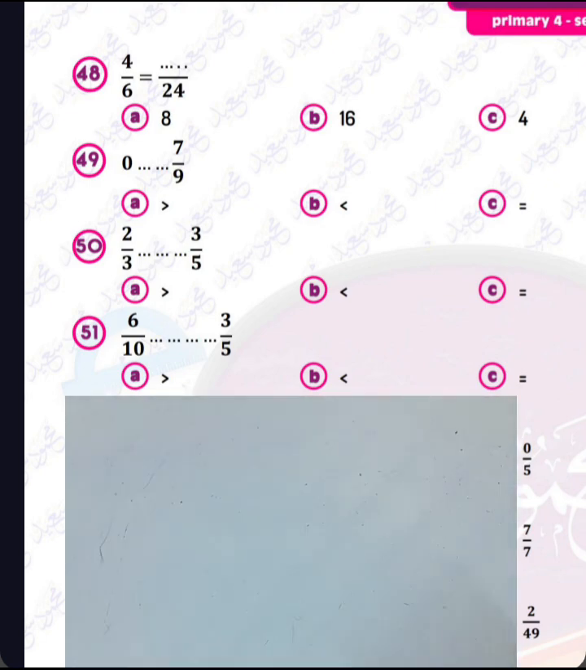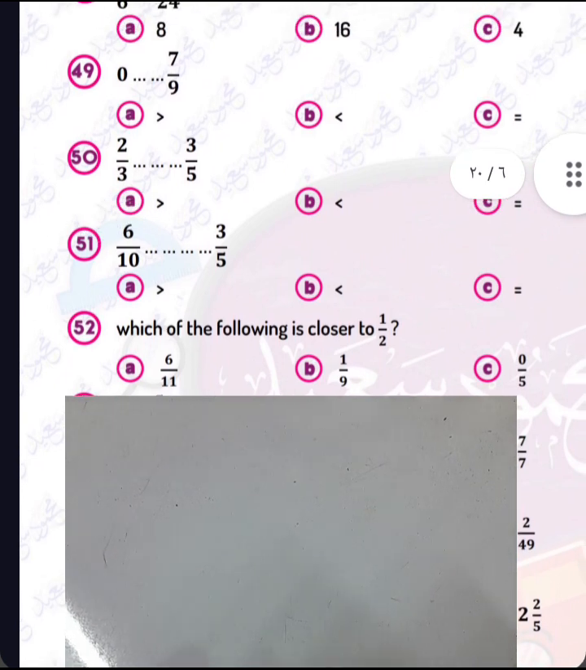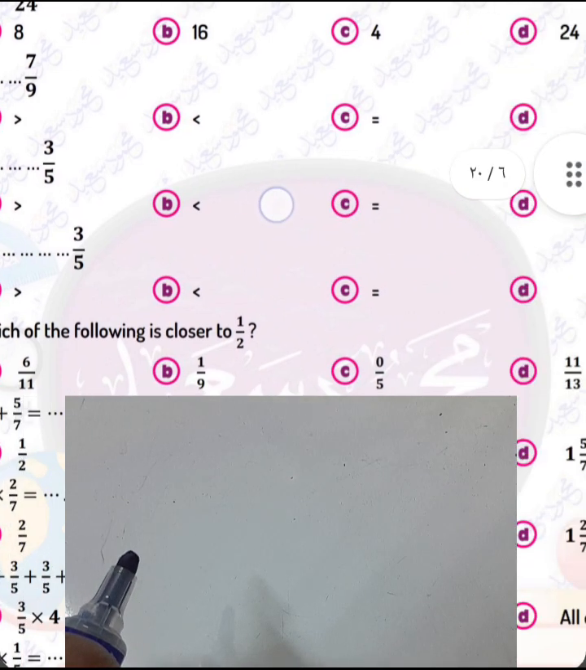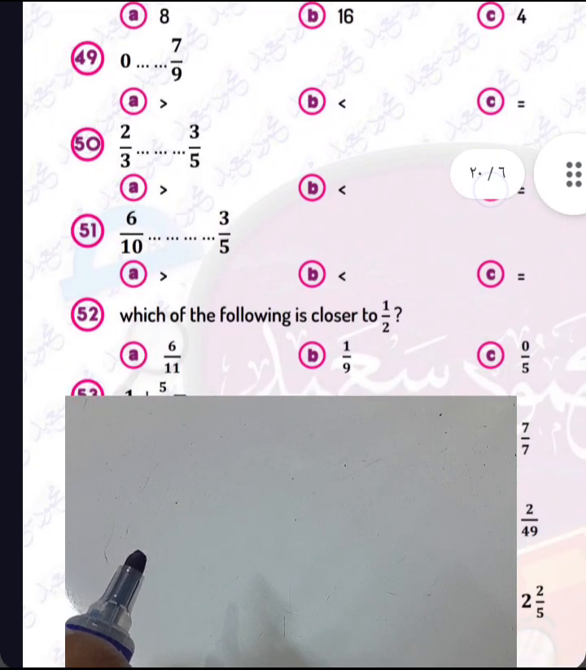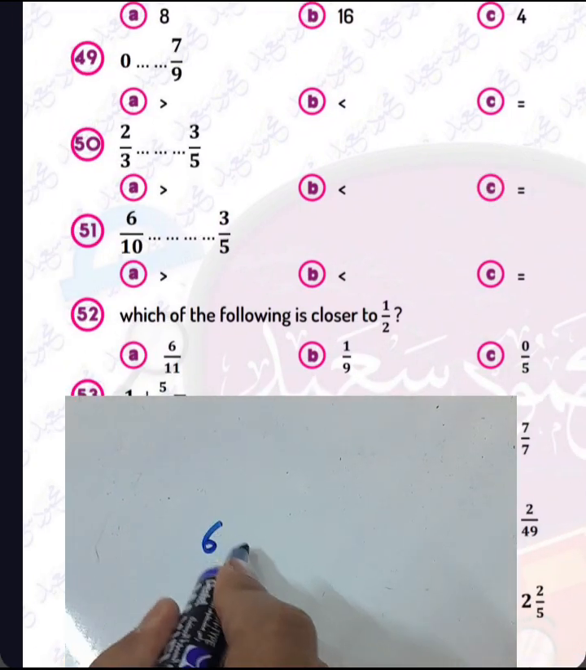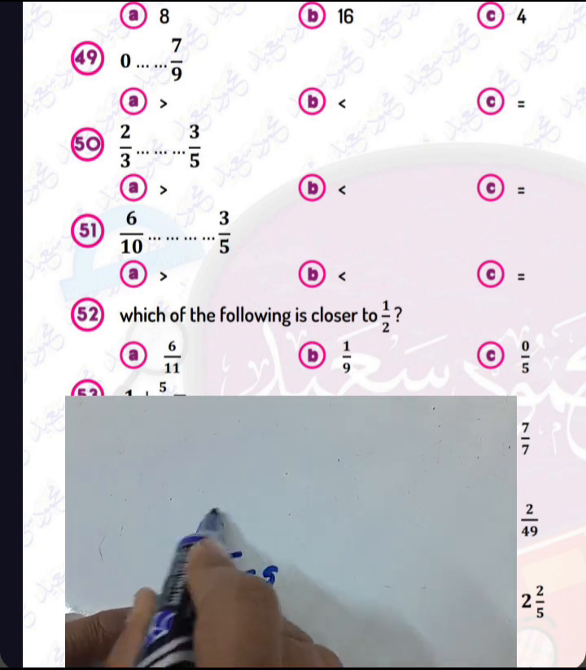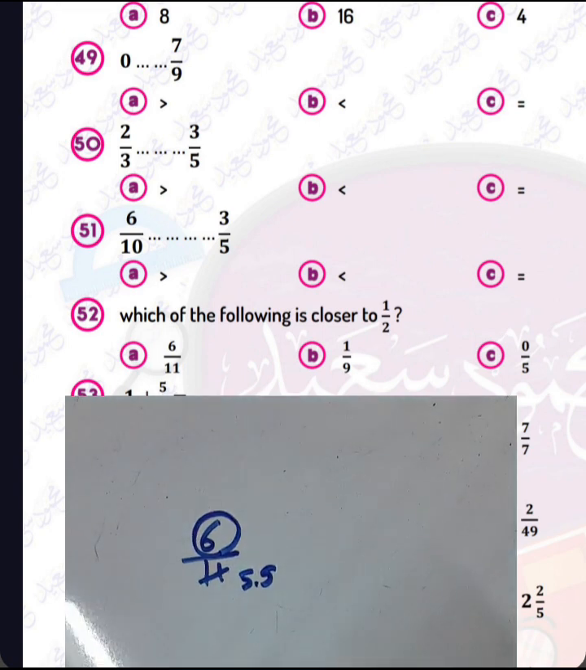Which of the following is closer to half? Closer to half, then the numerator is greater than half of the denominator or less than half of the denominator. 6 over 11? Yes, because half of 11 will be 5.5, and 6 is nearest to half of 11.